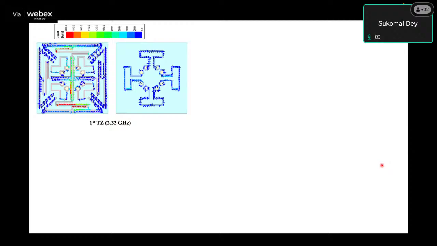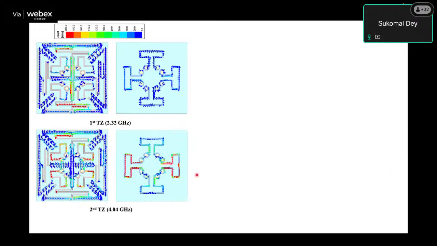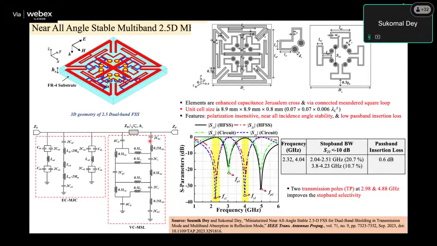Okay, now with that, you have to see with respect to the transmission zeros, where are you getting the transmission zero? At some 2 point something, and close to 4. Now you should know which part of your structure is responsible for this response. You should not take it blindly that I am getting a transmission zero at this frequency. Which part of your structure is helping you to get it?